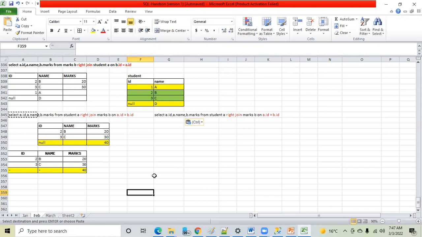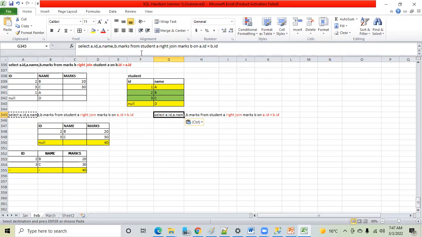Okay. What else I was teaching? Okay. So this is clear to you all. Okay. Now this query, if I tell you Pritesh, write this query with the help of left join. So how will you write this query with the help of left join, Pritesh?